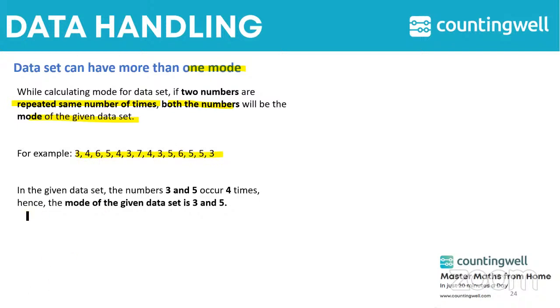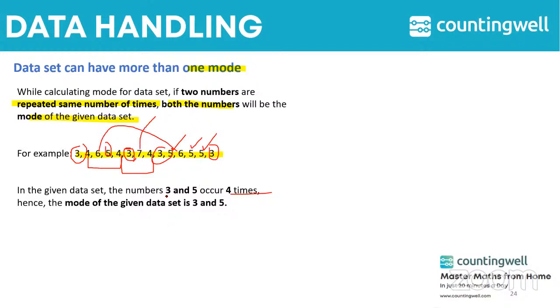Here let us see which number is repeated the maximum number of times. Here 3 is repeated 1, 2, 3, 4 times. Then 5 is repeated 1, 2, 3, 4 times. What about 4? It is repeated 1, 2, 3 times. What about 6? It is repeated 1, 2 times. What about 7? It is repeated 1 time.